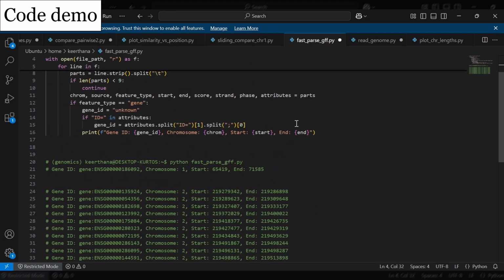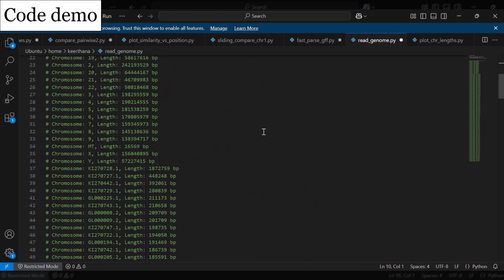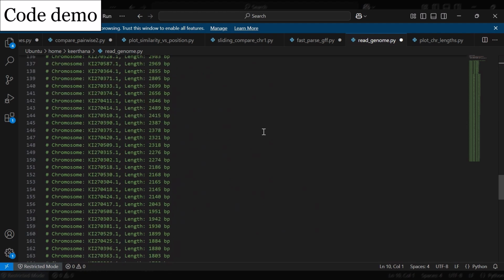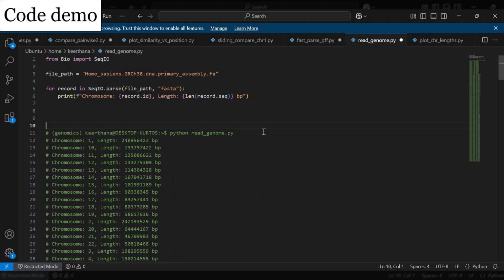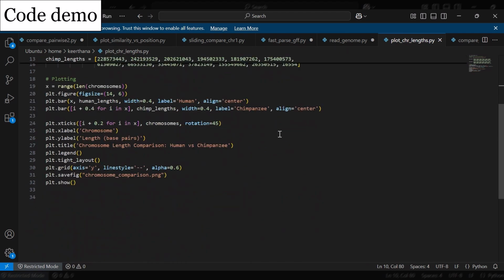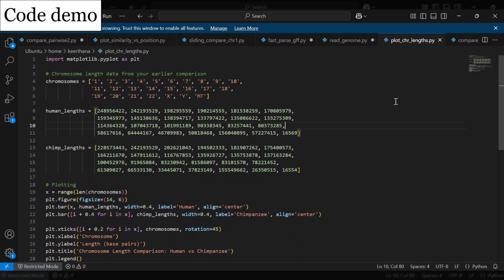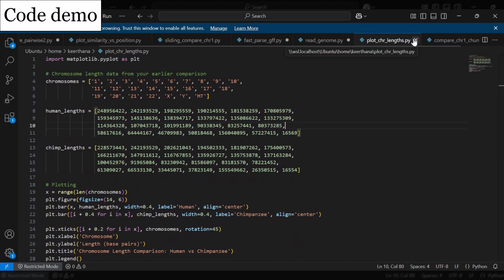The next is read genome. This one also I did initially when we were pre-processing the data. So it just reads the chromosomes and the length of the human genome. Then we plotted the chromosome lengths of humans and chimpanzees. The result is also there in the further slide. Yeah, that's it.